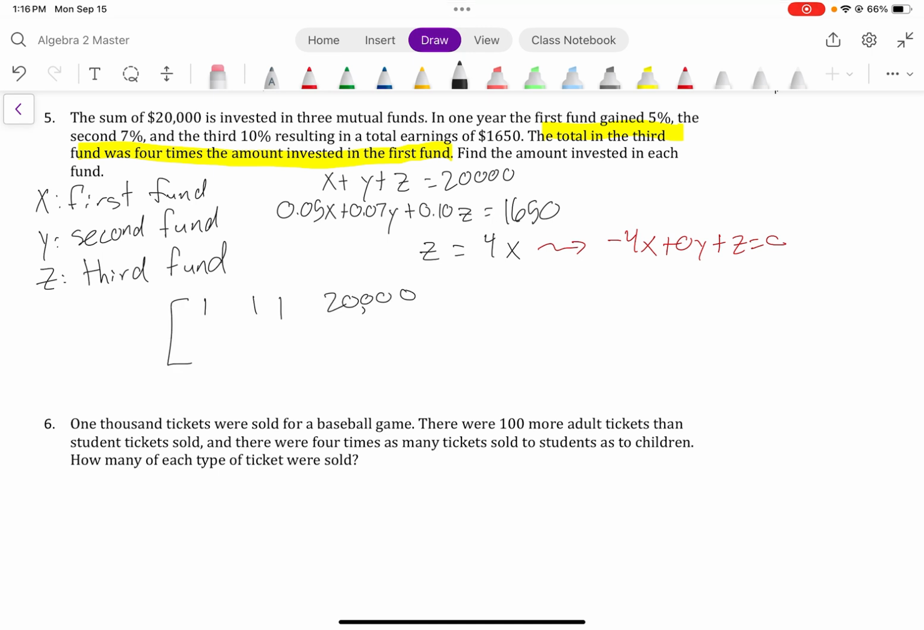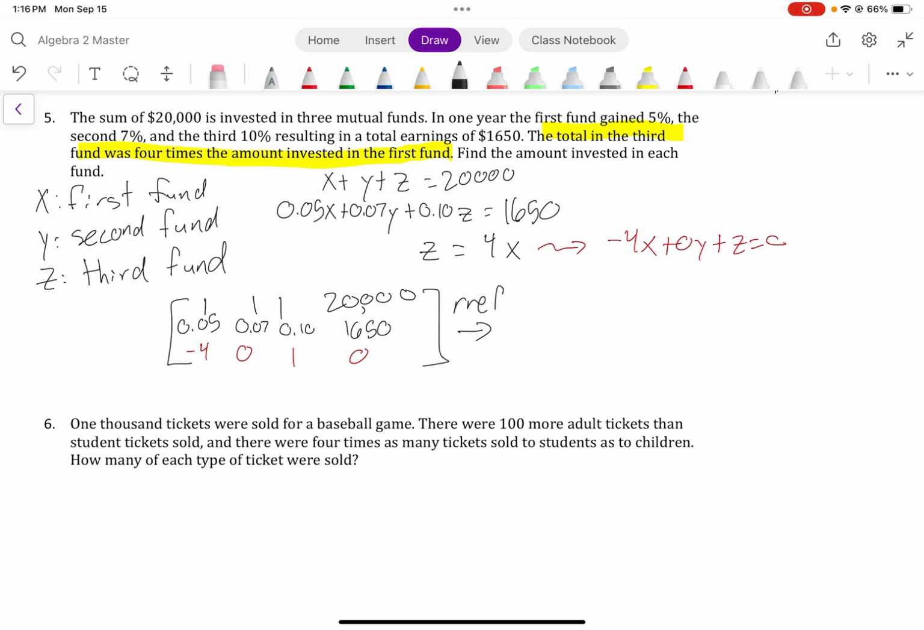Top line is simple. 1s for the variables, 20,000 for the answer. And then my coefficients are a little bit annoying because of the decimal. And now from the red equation, this is where if I don't move these things around, it goes poorly. I'm going to have a negative 4, 0, 1, 0.